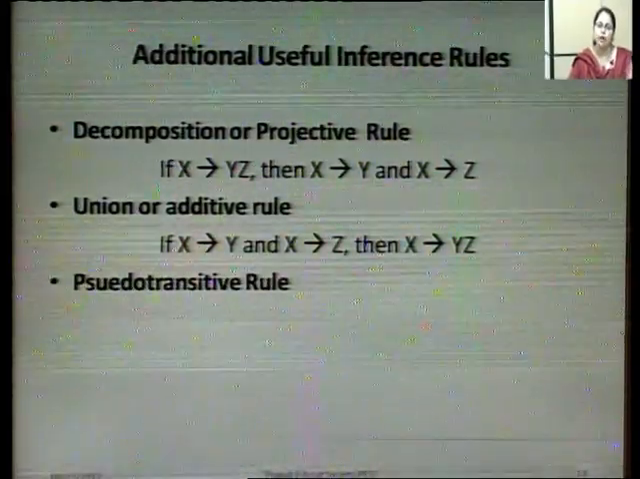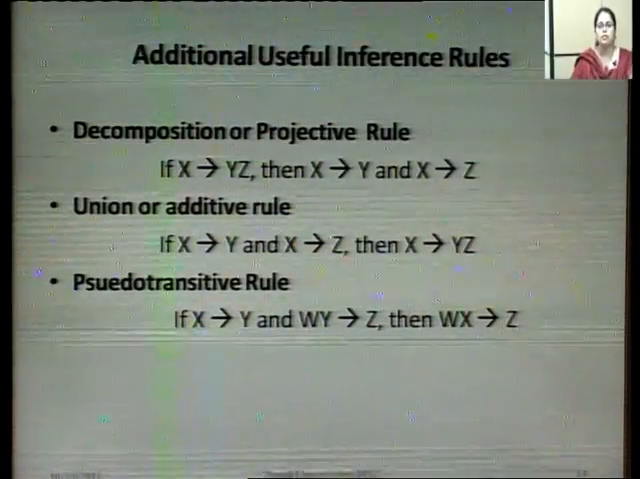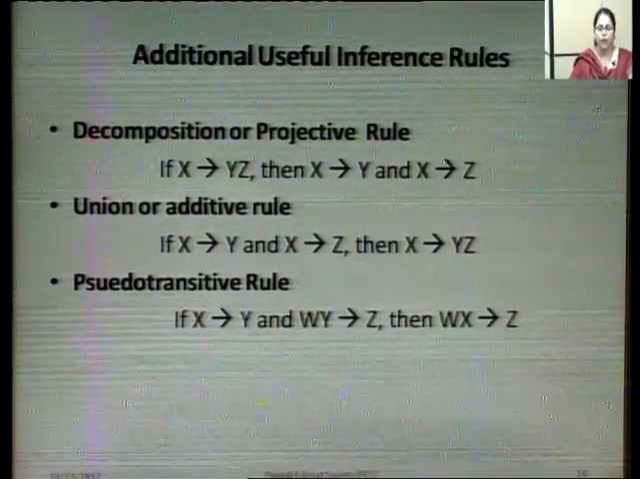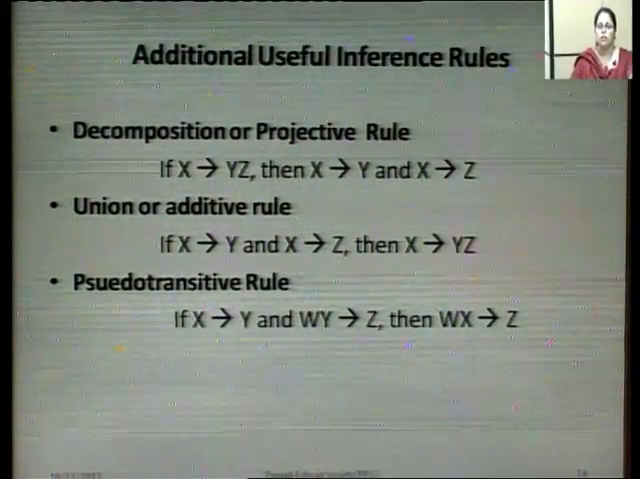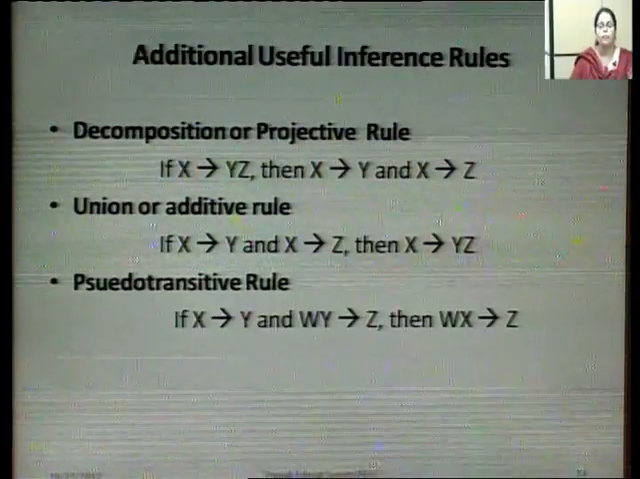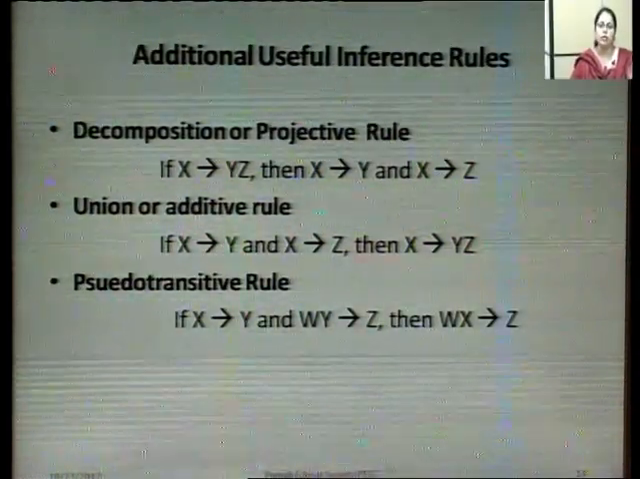Next is the pseudo transitive rule. It says that if X functionally determines Y, and the union of W and Y functionally determines the set Z, then the union of W and X also functionally determines the set of attributes Z. So these were the inference rules which we discussed in the last lecture, the previous lecture on normalization.